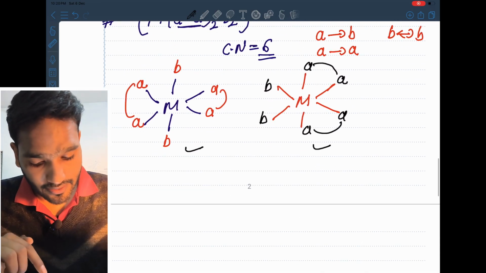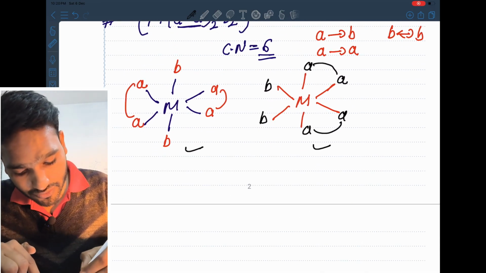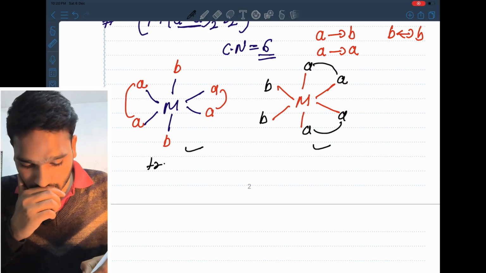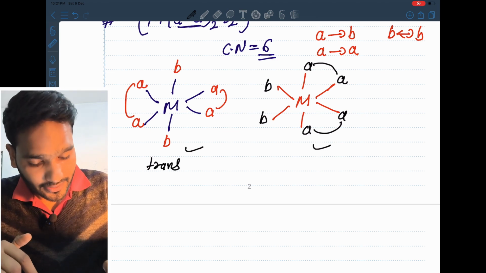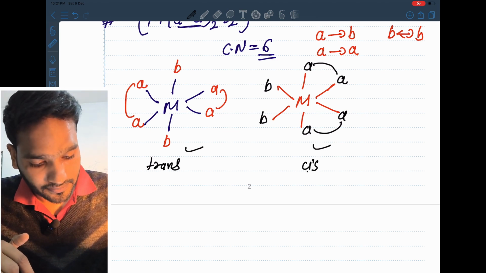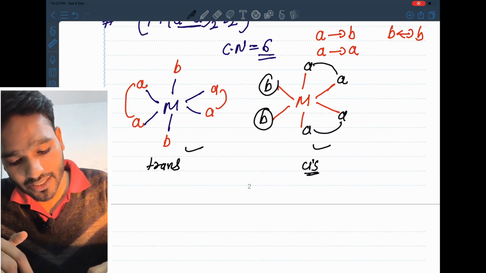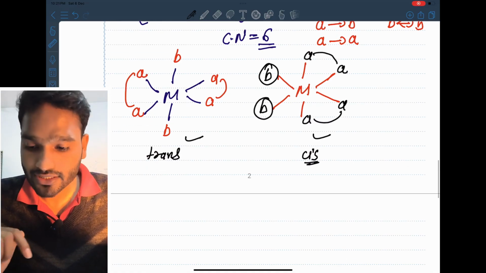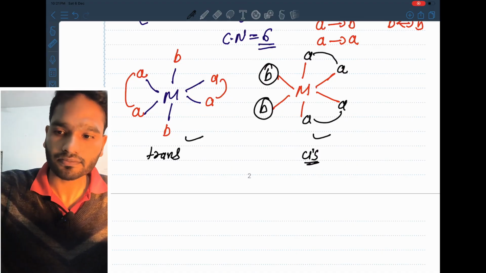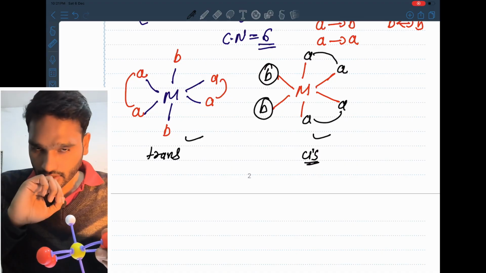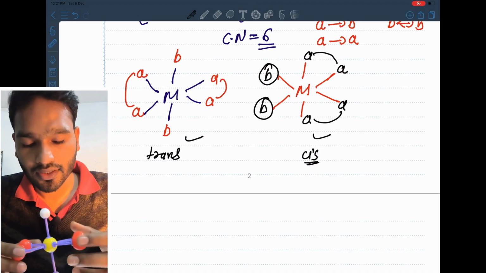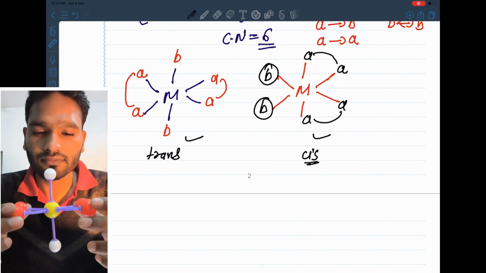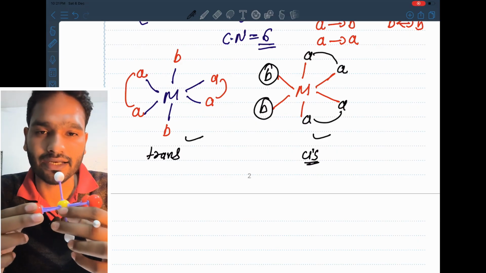So this one is like trans and this one is like cis. Both the B are on the same side, so it is like cis. Okay, so in case of trans, I am having the central atom.